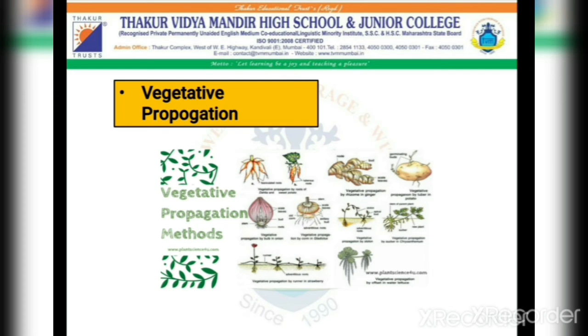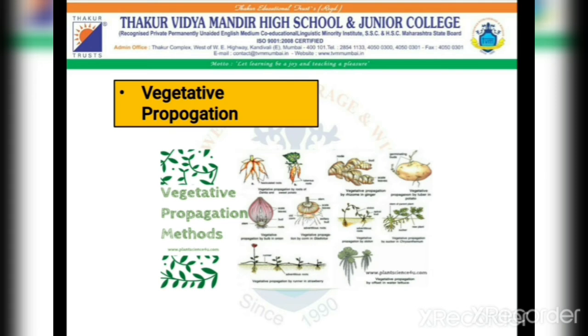Potatoes. You must have seen in potatoes, they reproduce with the help of the eyes present on the tuber. So here, the tuber is used to reproduce the new plant.